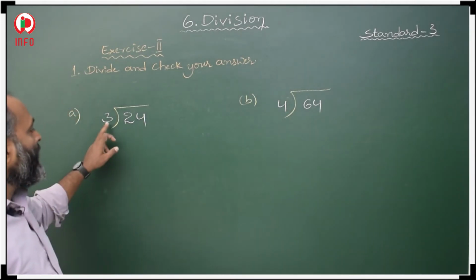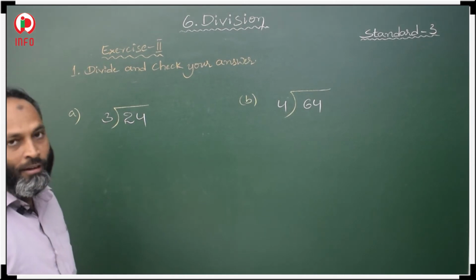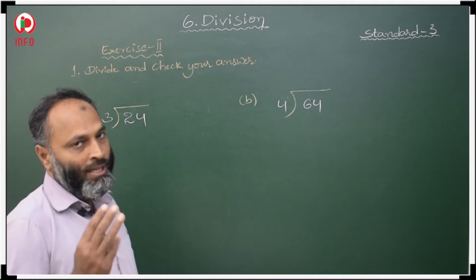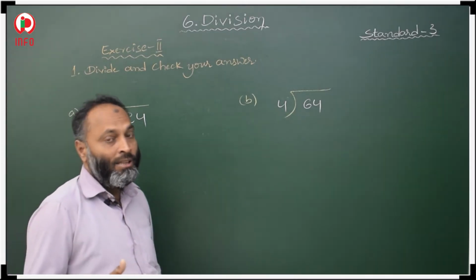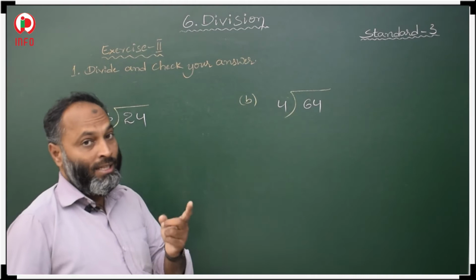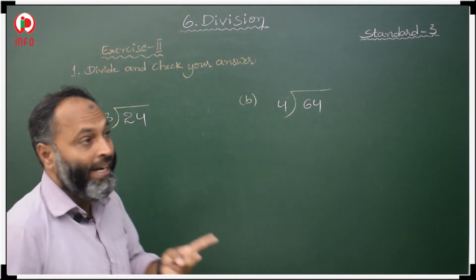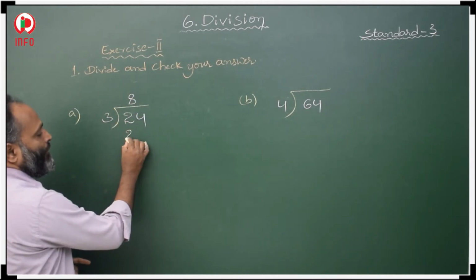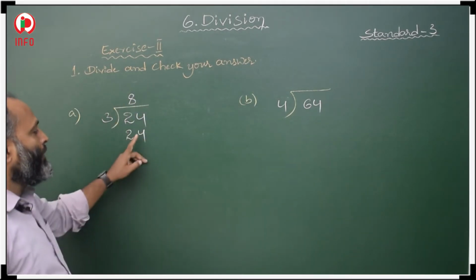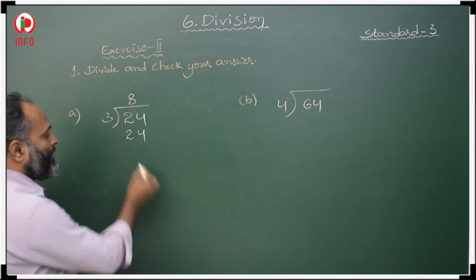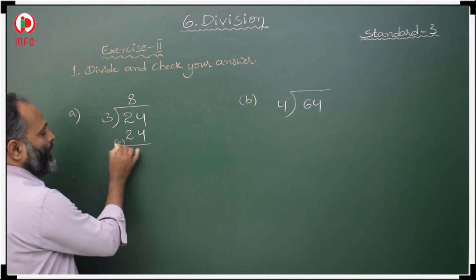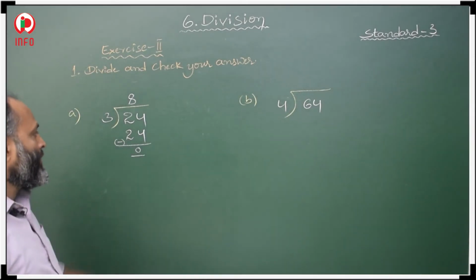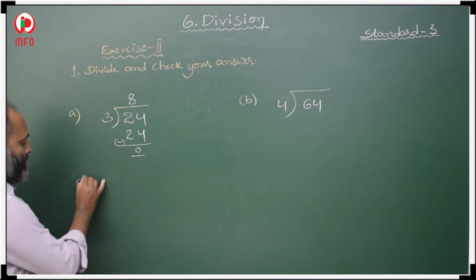Next, we have to check in the 3 table where we will get 24. Read the 3 table: 3 1s are 3, 3 2s are 6, 3 3s are 9, 3 4s are 12, 3 5s are 15, 3 6s are 18, 3 7s are 21, 3 8s are 24. 3 8s are 24, so we keep 8 in the quotient, and 24 here: 2 in the tens place and 4 in the ones place. Now 24 minus 24 is 0. This is the remainder.